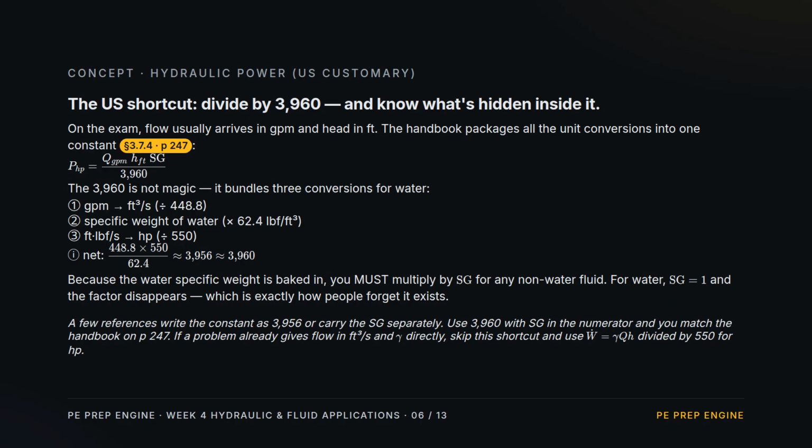Same physics, US clothing. Flow usually arrives in GPM and head in feet, so the handbook packages every unit conversion into one constant, 3,960. Power in horsepower equals flow times head times specific gravity all over that constant. It bundles three conversions for water: gallons per minute to cubic feet per second, water specific weight, and foot-pounds per second to horsepower. Here's the trap baked inside. Because water's specific weight is already in the constant, you must multiply by specific gravity for any non-water fluid. For water, it's 1 and vanishes, which is exactly how people forget it's there.